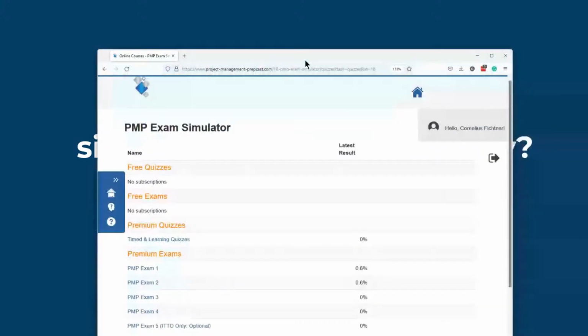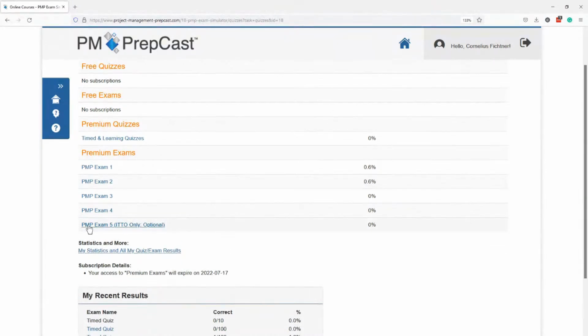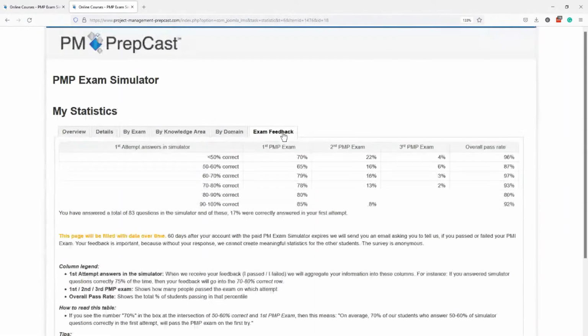So let me go into the exam simulator. So this is my Prepcast exam simulator right here, main page. And here I want to point out this link down here, statistics and more, right? All my statistics and exam quiz results. Okay, let's go into this. So this opens up a new tab, and here we have 5 tabs with various statistics that you can look at and determine where you're doing well and where you're not doing well, right? But the place where we really want to go is this tab here, exam feedback.